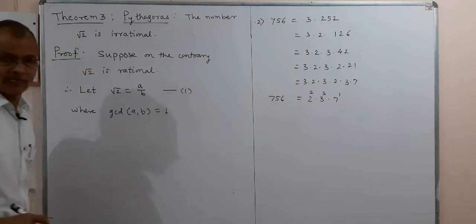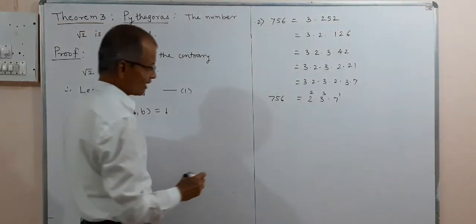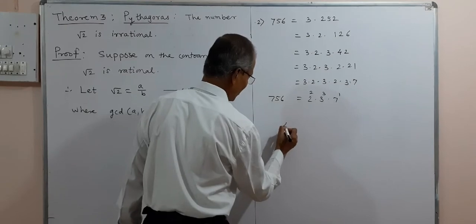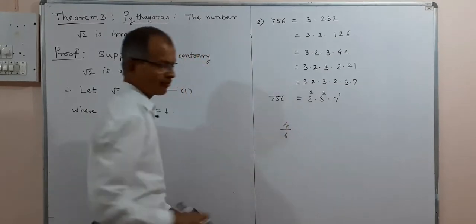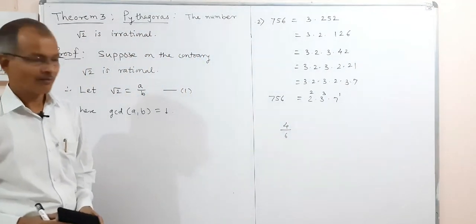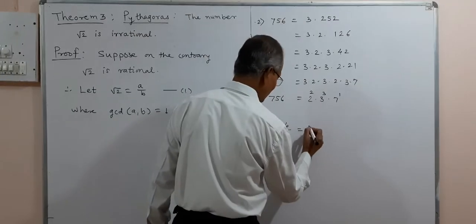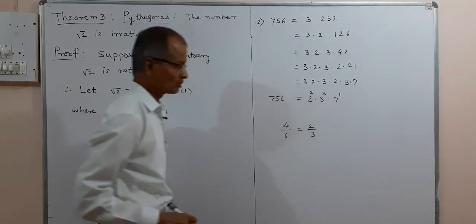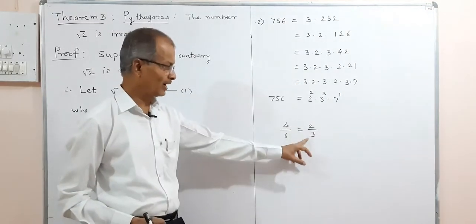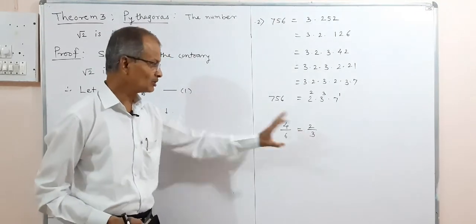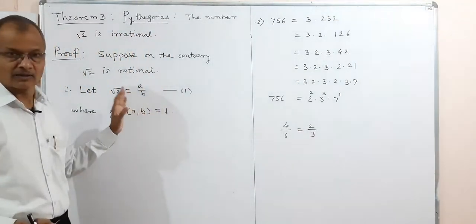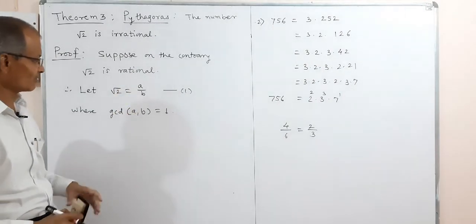This can be done. Now if you have a number in this form, say 4 by 6, then the GCD of 4 and 6 is not 1, but this can be reduced. This can be written as 2/3, and now the GCD of 2 and 3 is 1. So the number should be written in its shortest form. That is the meaning of GCD of A and B equal to 1.